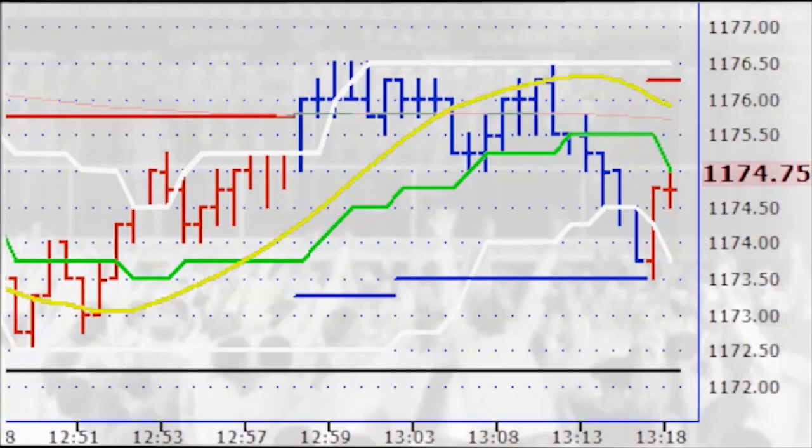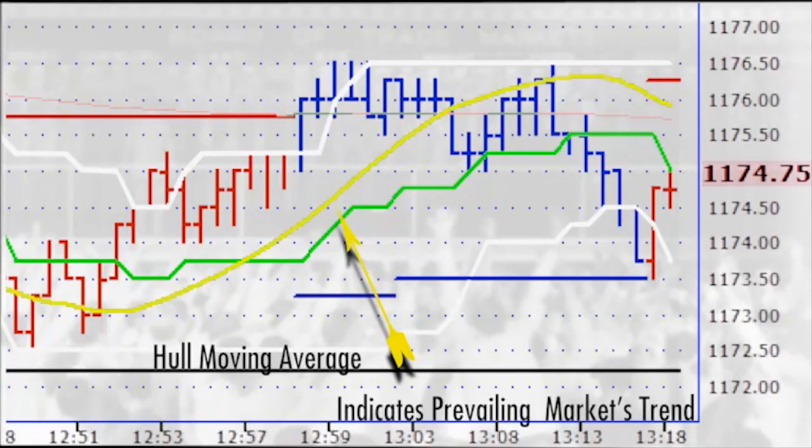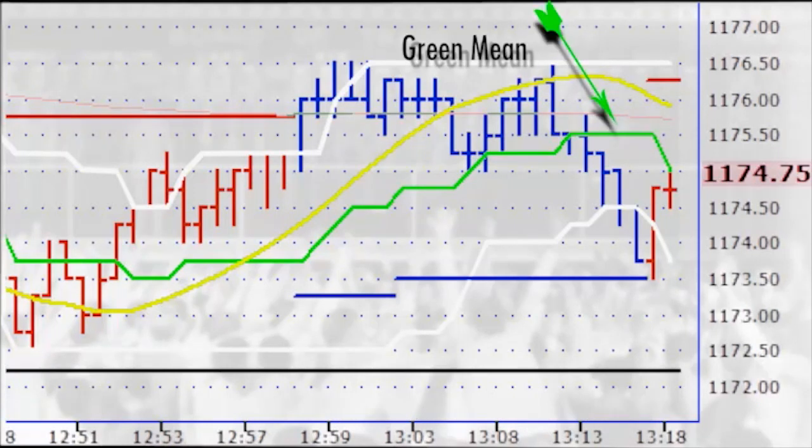The Hull moving average, shown by this yellow line, is an indicator to identify the prevailing market trend. Unlike a simple weighted moving average, which you may be familiar with, the Hull moving average gives less of a lagging effect, so it can be a much better indicator of the market's trend. The green mean line represents the average traded price, or the middle of the Donchian channel. For our educational purposes, price reverting back to the mean can be a trigger for many of our signals.